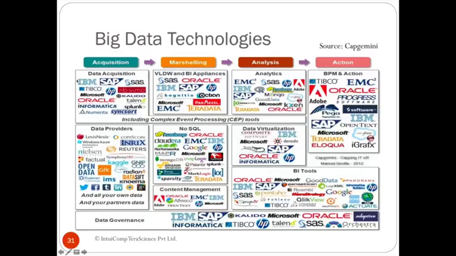In data acquisition we find companies like IBM, SAP, SAS, Oracle, Microsoft. Then there are data providers: we find Reuters, Open Data, LinkedIn, Twitter, Facebook, and all your own data and your partner data. In the marshalling phase, the players are Teradata and Microsoft. Then it goes to the analysis phase and the action phase, with major players, and finally it leads to data governance of each aspect by these companies.